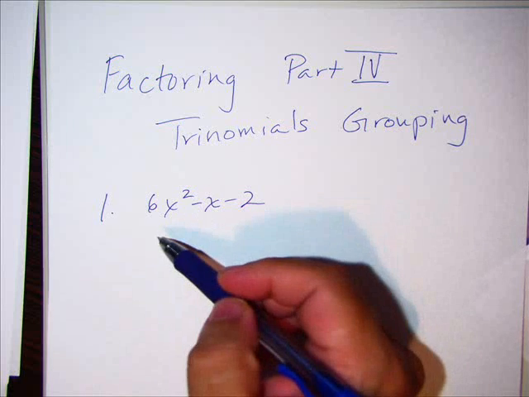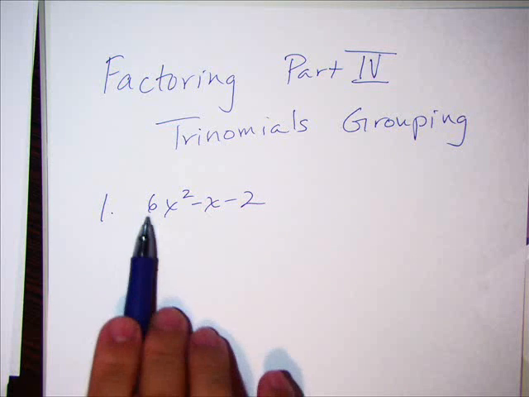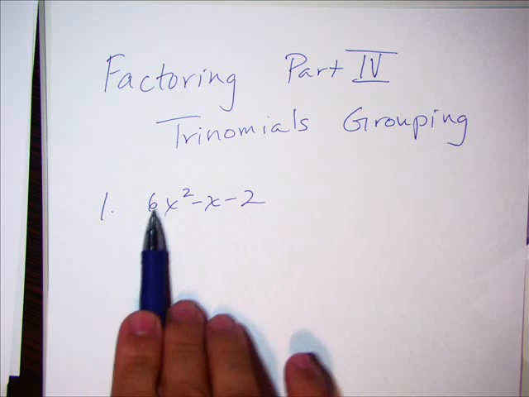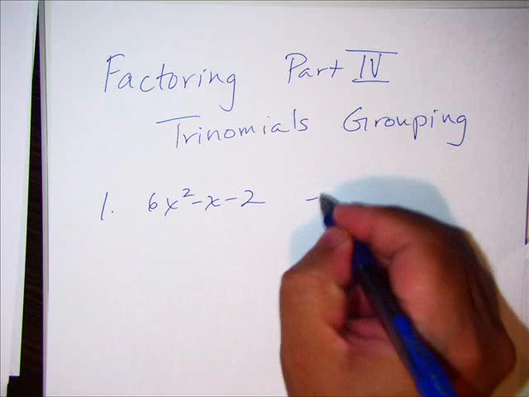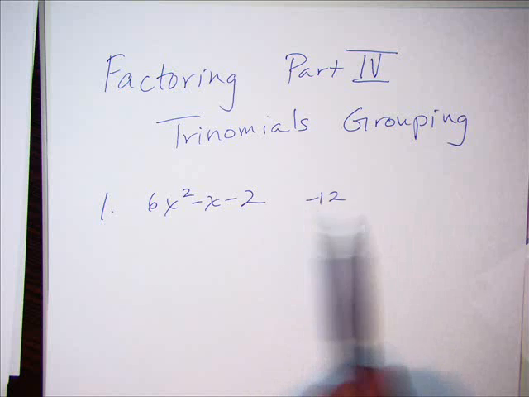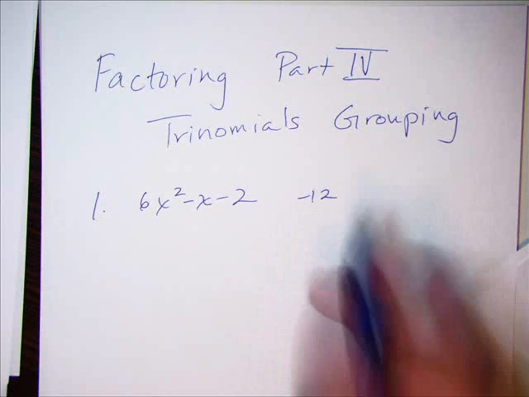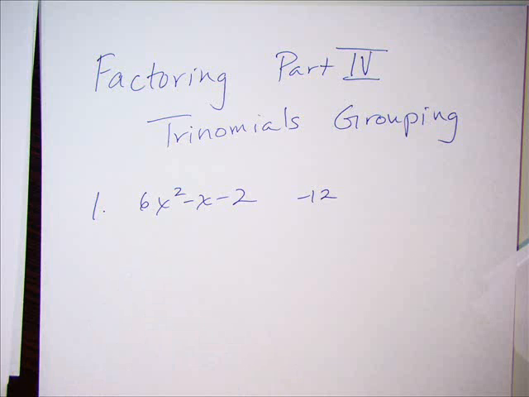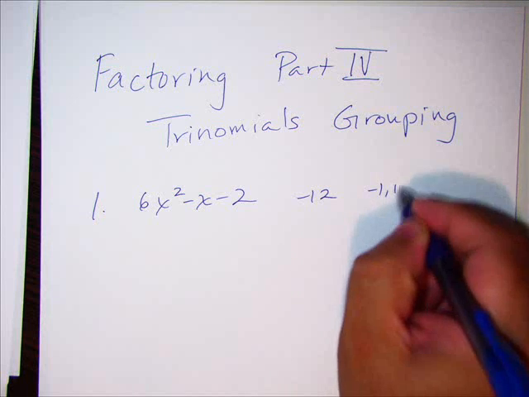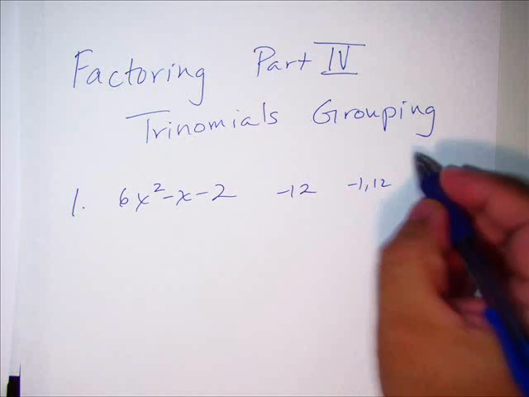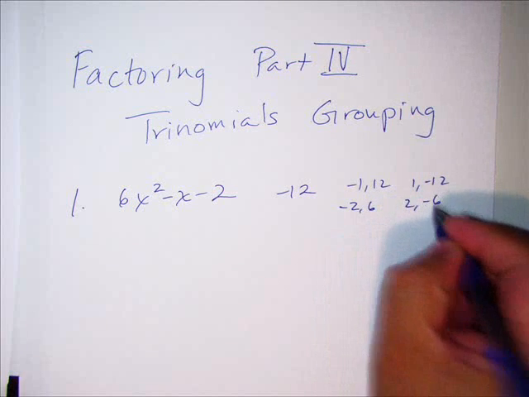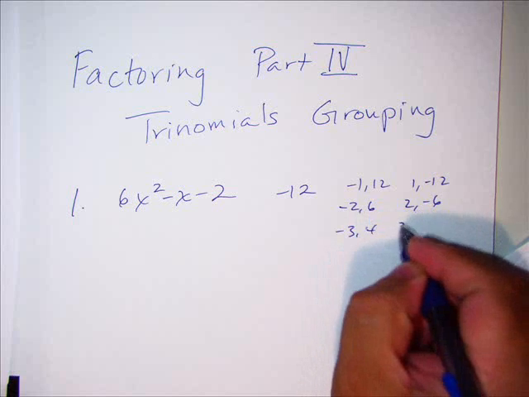Alright, the first part of grouping, we're going to take the first coefficient and the last constant, first number and last number, we're going to multiply them, get a value, and we're going to look for combinations of this, the factors of this number, that combine to make -1. So, our choices for -12 will be -1, +12, +1, -12, -2, 6, 2, -6, -3, 4, 3, -4.